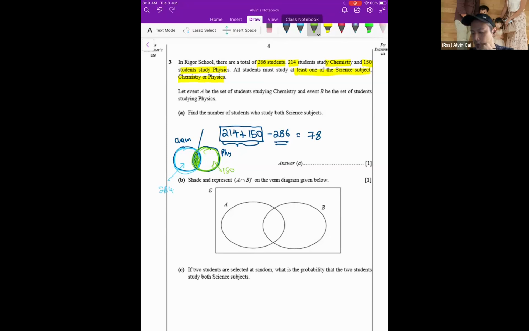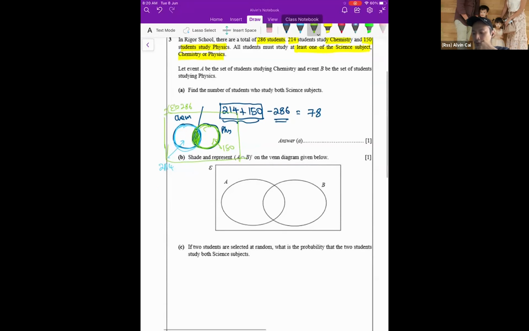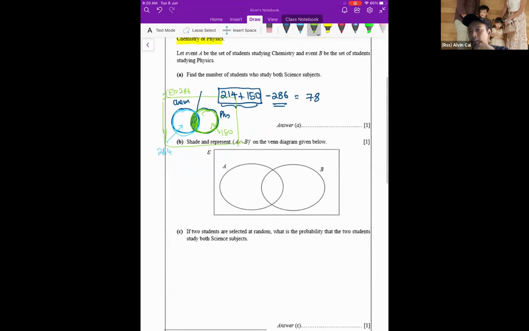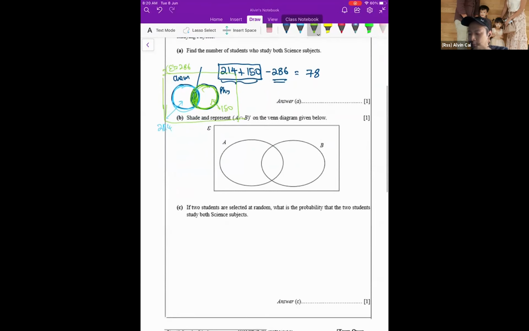So what we need to do is just plus these two together, because the total, which is what we call the universal set, the number of students, is 286. So we cannot have anything more than that. Therefore, we just plus these two numbers and minus away that 286. That will give us the overlapping students. So this would be the method to solve this type of question.